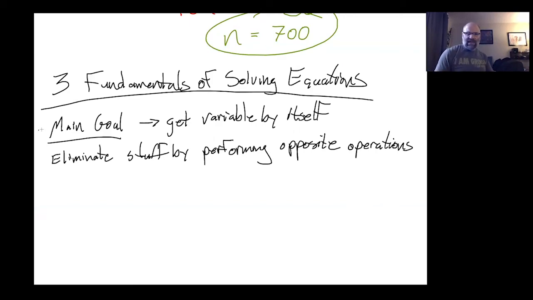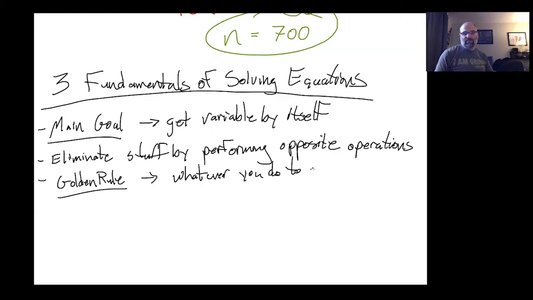And then the last thing is your golden rule. Whatever you do to one side, do to the other. So if you add something to one side, add it to the other. Keep it even. Got to cover your tracks. If you eliminate something, you have to get rid of the same amount on the other side so nobody notices.